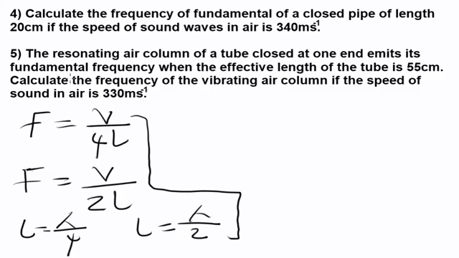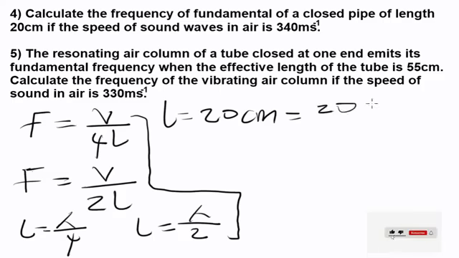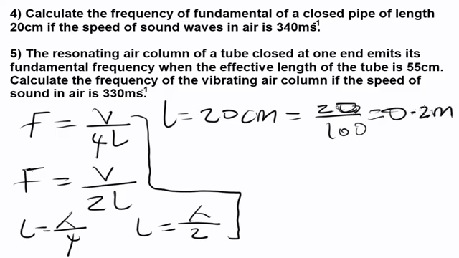So with this, let's solve question 4. Let's get our parameters. We have our length to be 20 cm. Now, you have to convert this cm to meters, to standard units. To do that, you divide by 100. So it will be 20 over 100. When you divide 20 by 100, you're going to have 0.2 meters.